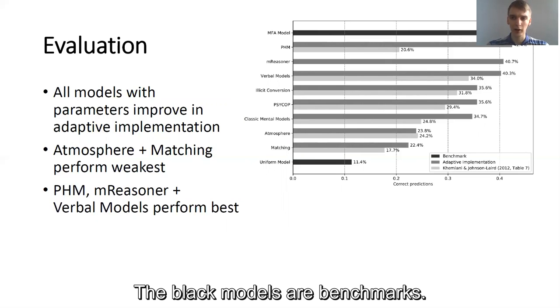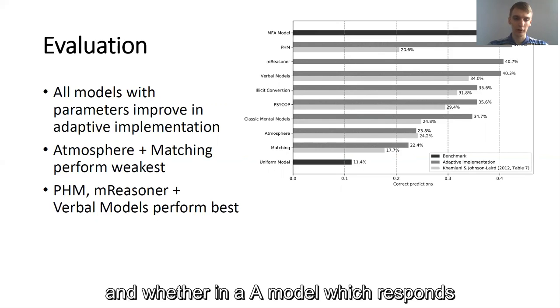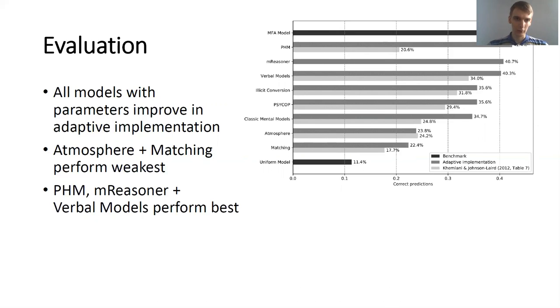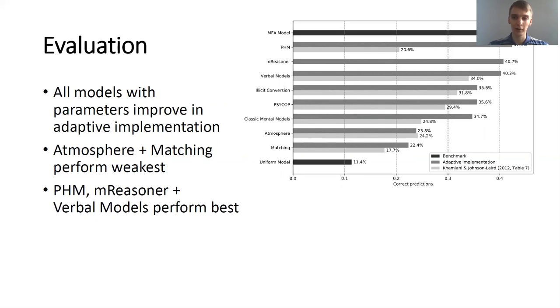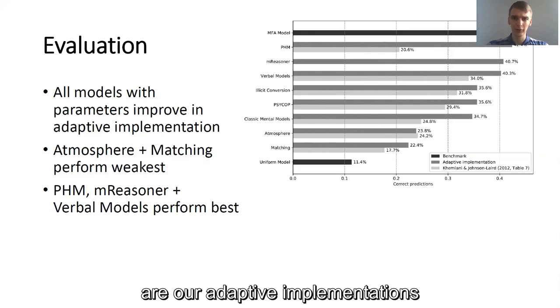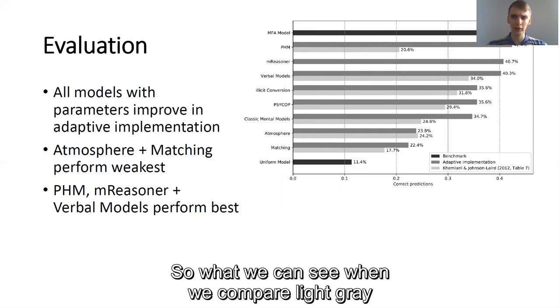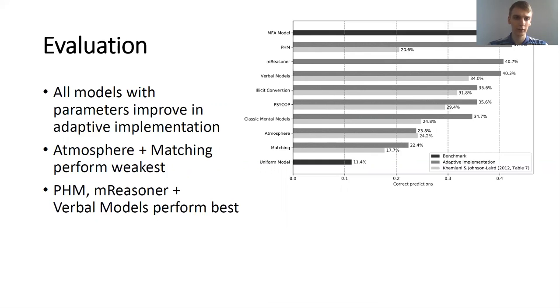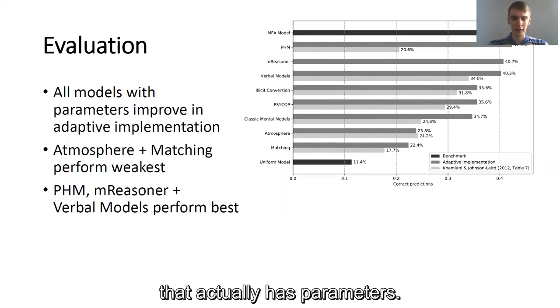The results are shown on this slide. The black models are benchmarks. We have a uniform model, which represents guessing, and we have an MFA model, which responds with the most frequent answer in the training set for each syllogism. The dark gray bars are our adaptive implementations, and for comparison we have also a set of static predictions from the literature in light gray. When we compare light gray with the dark gray bars, we can see that in almost all cases, the adaptive implementation improves performance, and it improves performance for each model that actually has parameters.